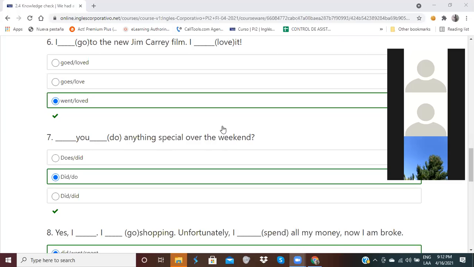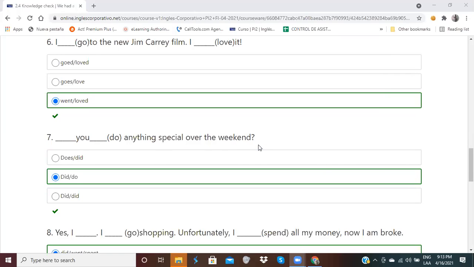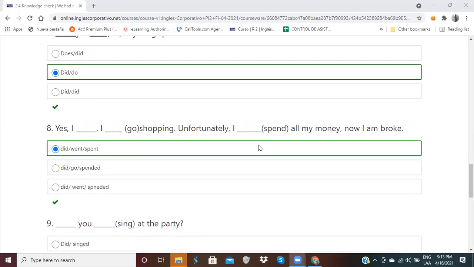I went to the new Jim Carrey film. I loved it. Excellent. Repeat after me. Loved. Loved it. Excellent. Roxana. Reina Acosta, number 7.